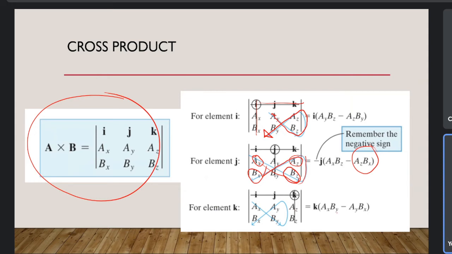The next is for the k: ax times by, positive, going down. Next is going up, ay times bx, minus. So always remember the negative signs here if you are using this formula or this method.